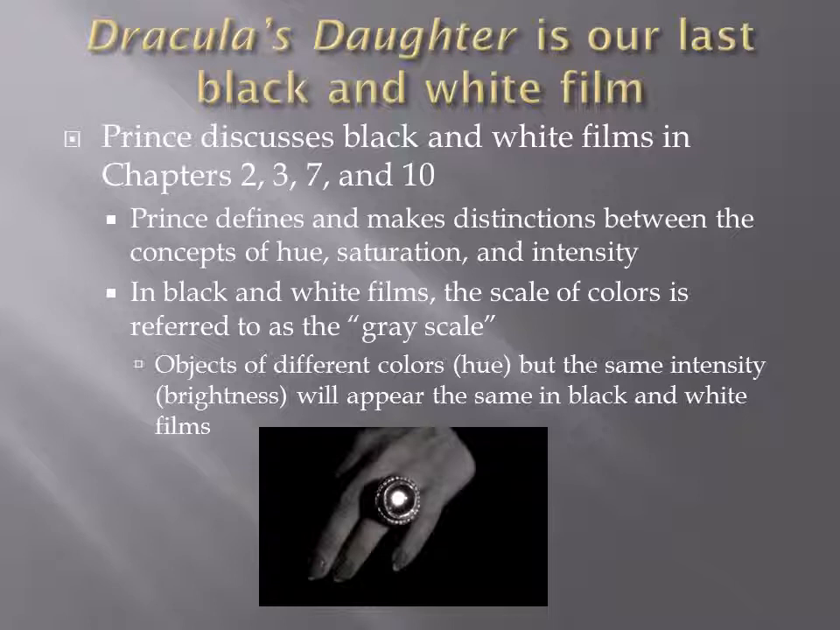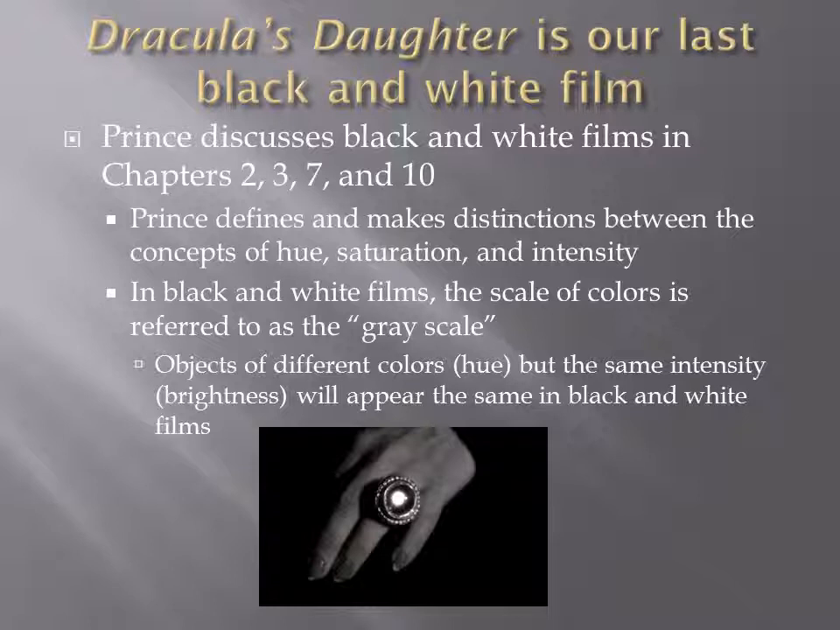And in black and white films, the scale of colors is referred to as the grayscale. You see that term thrown around from time to time. You can see it if you do any kind of photo editing on computers. There's an option to put things in the grayscale, and that would simply mean the scale of colors goes essentially from white to black, with most of the colors in the middle being gray.